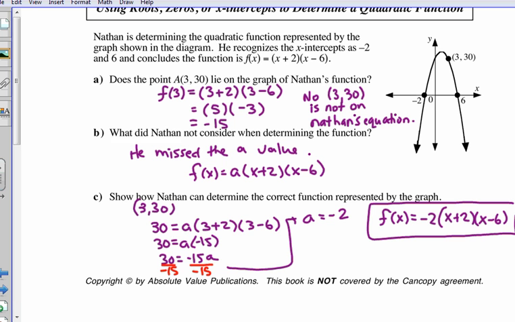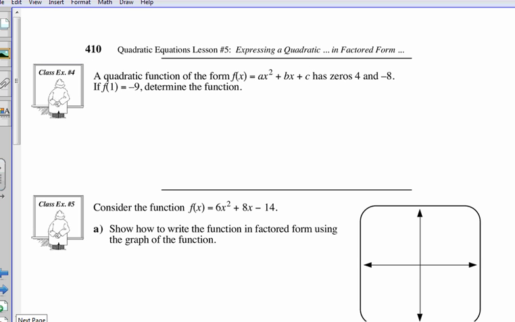Turning over to the next page. All right, so it says a quadratic function in the form f of x equals ax² + bx + c has zeros 4 and -8. If f of 1 equals negative 9, determine the function. So here, whenever they give you zeros, we're always following the same steps. Our first step is to write the equation in factored form, using the equation y equals a times (x - m)(x - n).